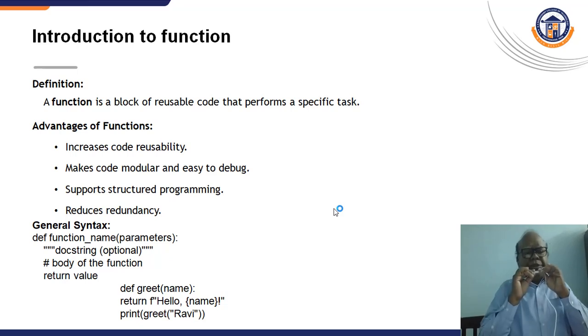So what is a function in Python? Definition: a function is a block of reusable code that performs a specific task. Advantages of function: increases code reusability, makes the code modular, easy to debug, supports structured programming, reduces redundancy.